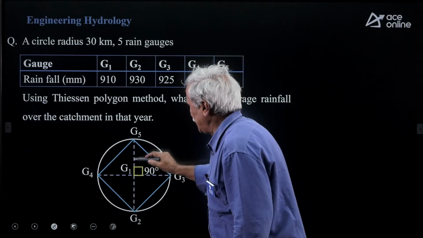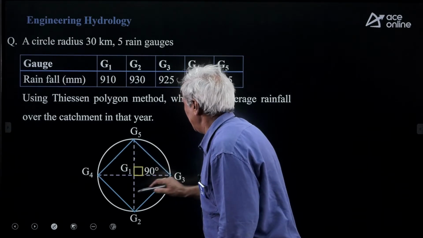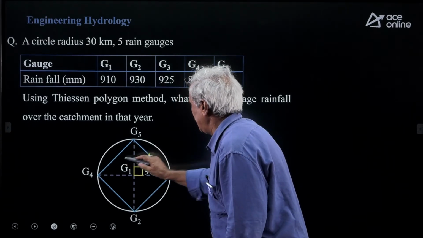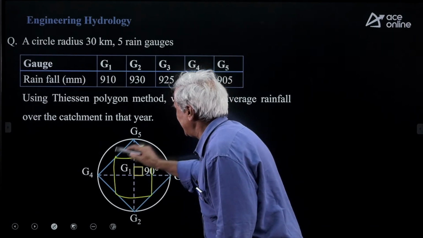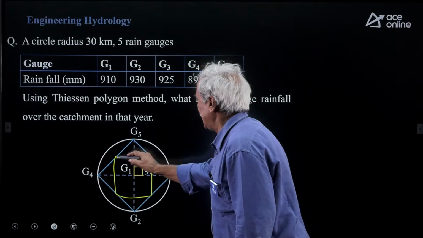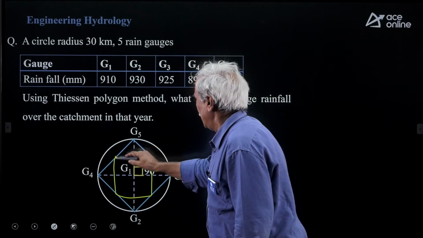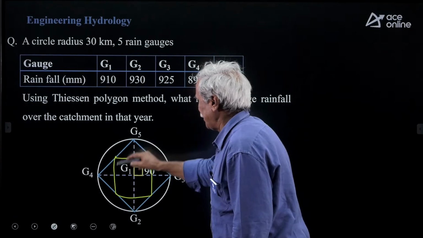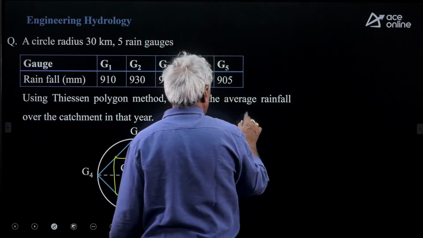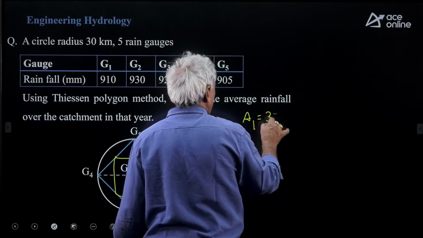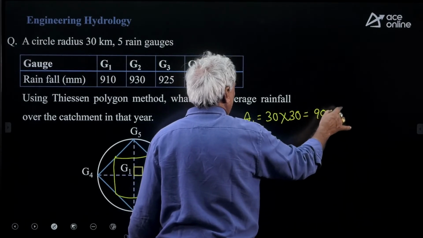When you join G1 and G5, this is the midpoint. G4, G5 is the midpoint. G5, G3 is the midpoint. So if you join, you are going to get the influence area for G1. The radius is 30 km. This will be exactly 30 kilometers because it's the midpoint. So it is 30 by 30. A1 will be 30 into 30, 900 square kilometers.